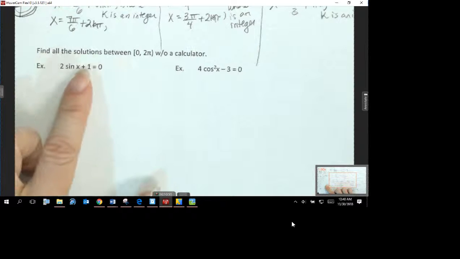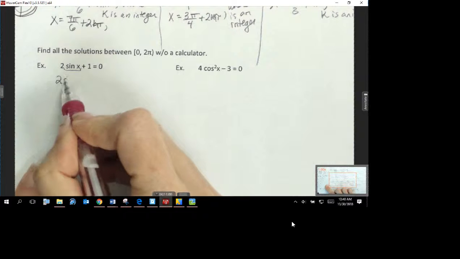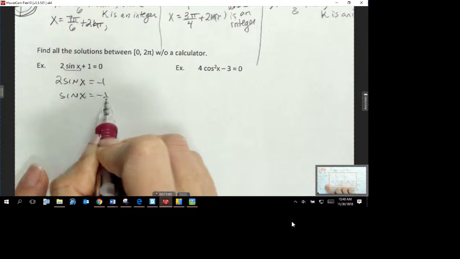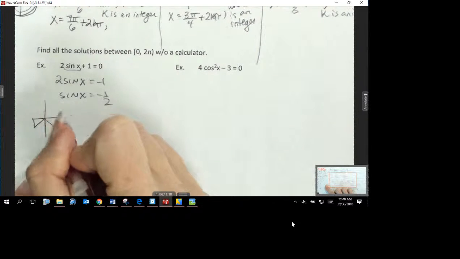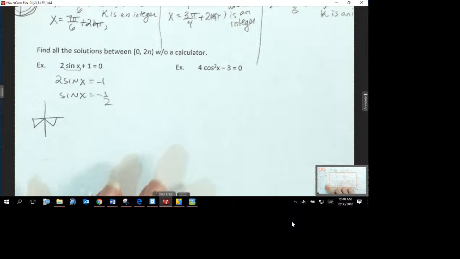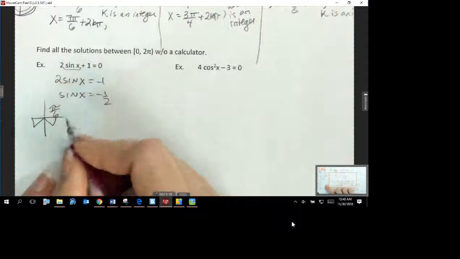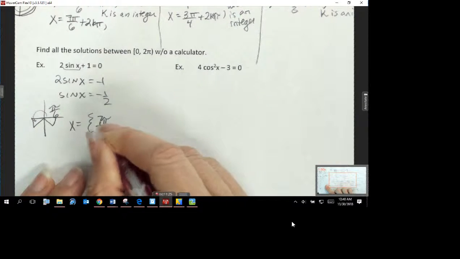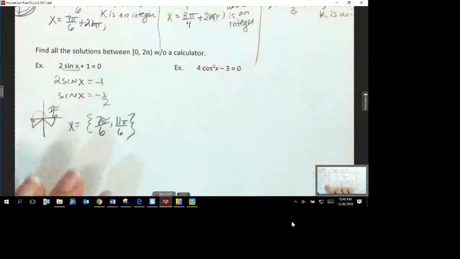So how am I going to get sine x isolated? How am I going to get sine x by itself? Subtract 1, divide by 2. So then sine x equals negative half, so sine is negative in the bottom 2 quadrants. What reference angle is a half? 30 degrees, so pi over 6. And then what is the pi over 6 in the 3rd quadrant? And then in the 4th quadrant? Good.